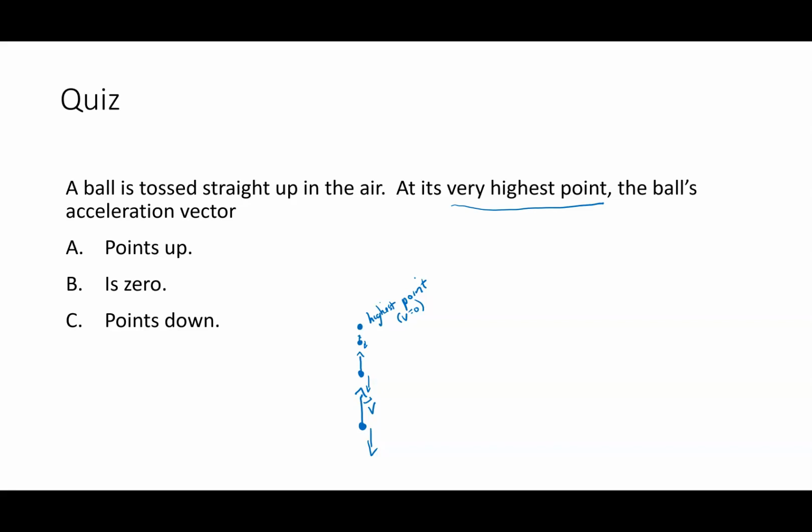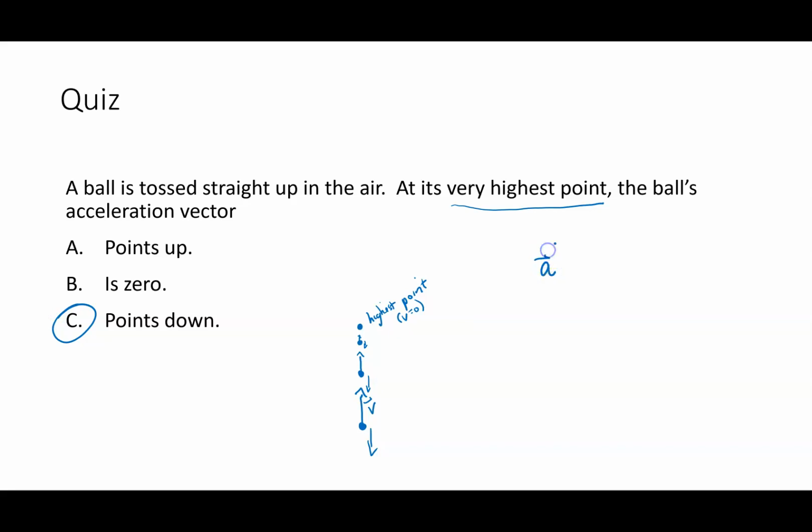But the question is not about the velocity. The question is about the acceleration. Now, mind you, the most common answer is B. There's just an intuitive jump that if the velocity is 0, the acceleration must be 0 as well. But that is not the case. The correct answer here is C.